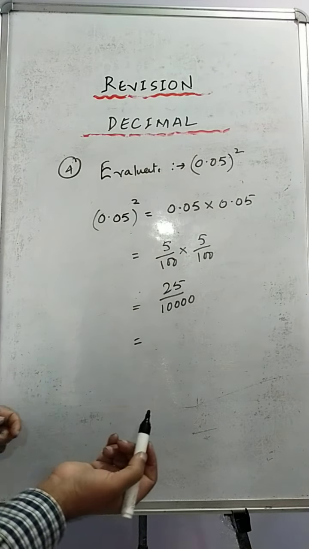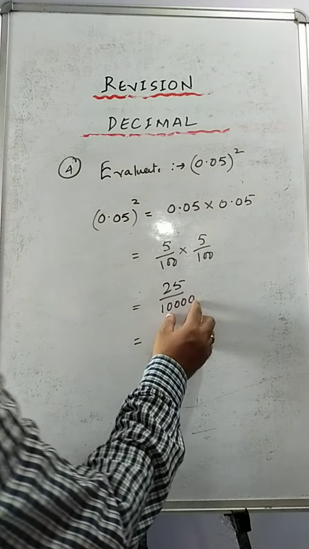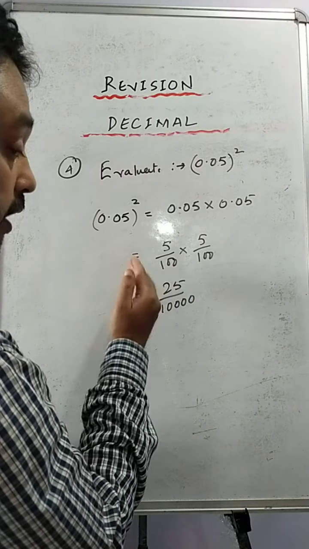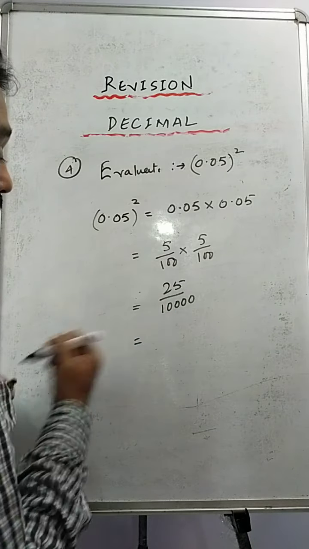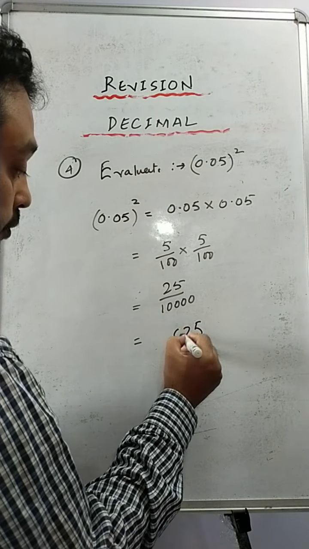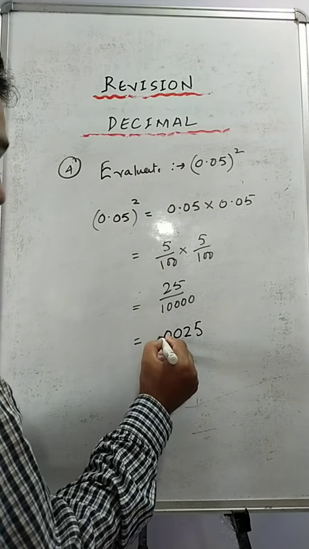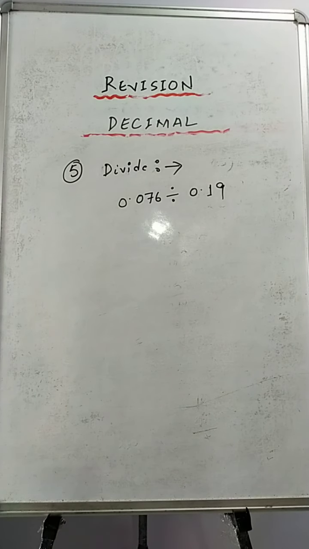You know that you all have learned all these things. So if a number is carrying 1,000 or 10,000, that means after 4 digits from the right hand side, you have to put a decimal. But we have only 2 digits here, so the rest of the 2 places have to be made up with 0. So this is the required answer, 0.0025. Okay. So let's move on to sum number 5. This is the last sum for today.